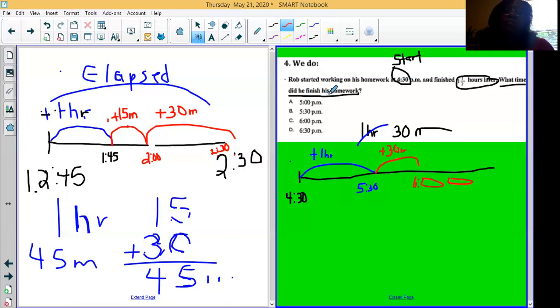All right, so let's go back. What time did he finish his work? He started at 4:30. He finished 1.5 hours later. So 1.5 hours later than 4:30, I jumped 1 hour to 5:30. That's an hour. Then I know half of an hour, 60 minutes in 1 hour, so half an hour would be 30 minutes. So 1 hour, 30 minutes. So 5:30 plus 30 minutes means 6 o'clock. So my answer is C, 6 o'clock. Exactly right. Good job.